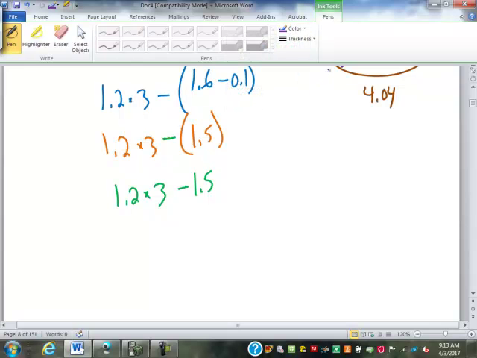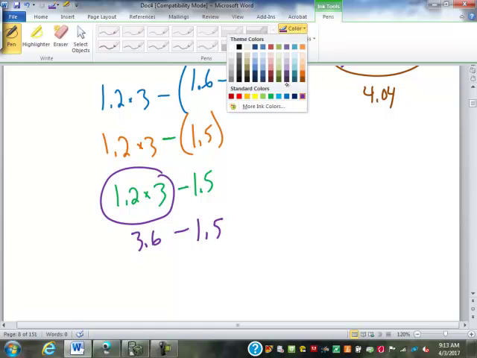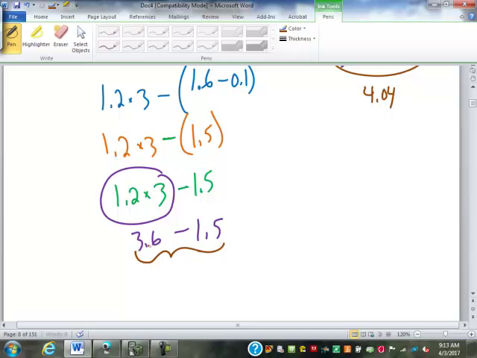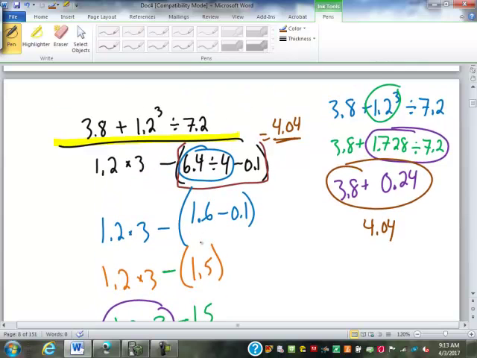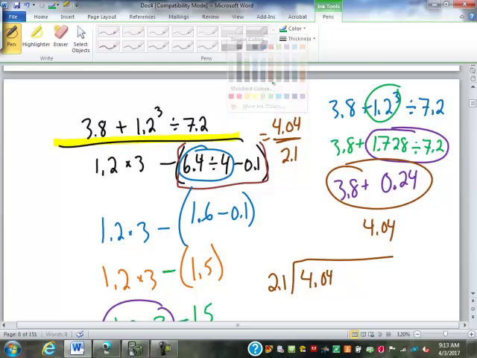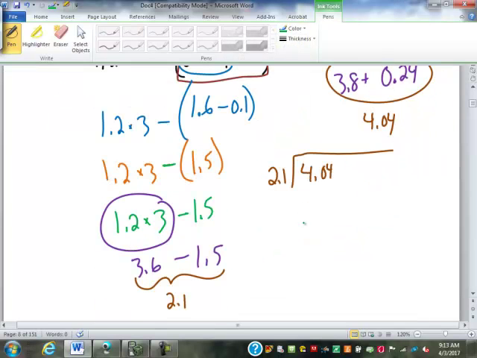What's next? Multiplication. 1.2 times 3 is 3.6. And then subtract. 3.6 minus 1.5 is 2.1. So this is 4.04 divided by 2.1, which is going to become 40.4 divided by 21.